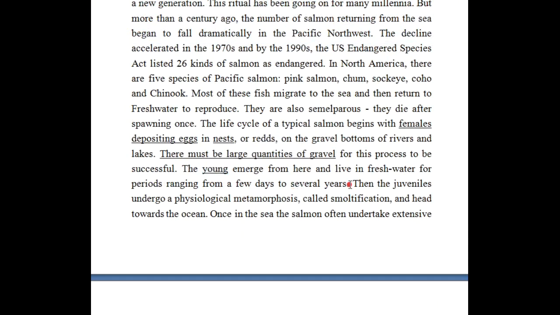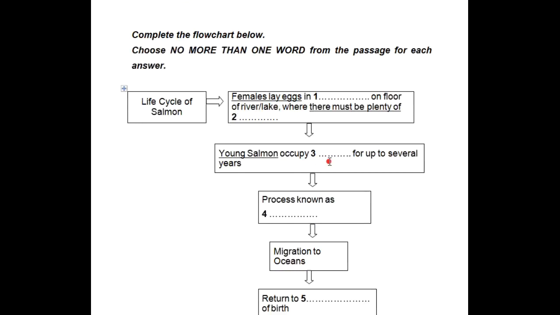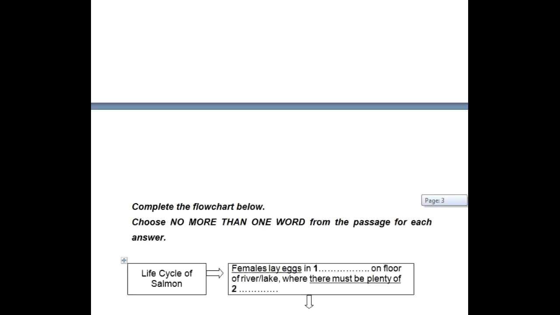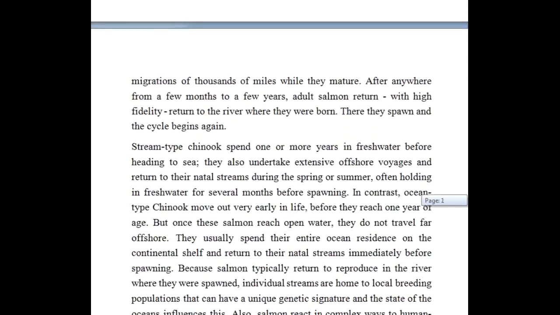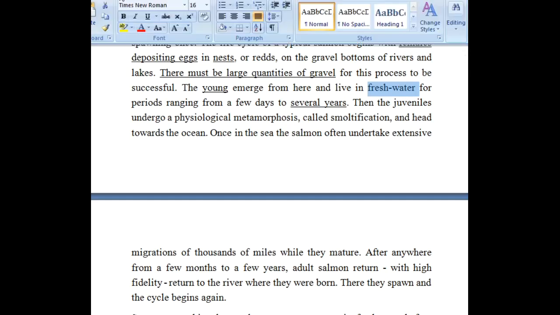The young emerged from here and live in freshwater for, okay, but I have to see the question at first. What exactly are they asking about young salmon? They are saying occupy dash for up to several years. So what do they occupy for several years? So even several years can be a helpful word for you. Let me find. For periods ranging from few. Okay, so several years is also given here. So that means your answer must be here. From here and live in fresh water for periods ranging from a few days to several years. So what do they occupy? They occupy the fresh water. So that is your answer here, fresh water.